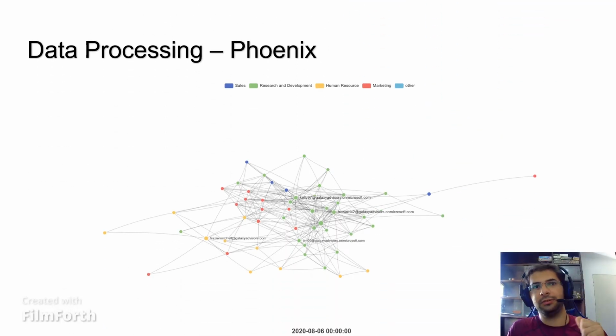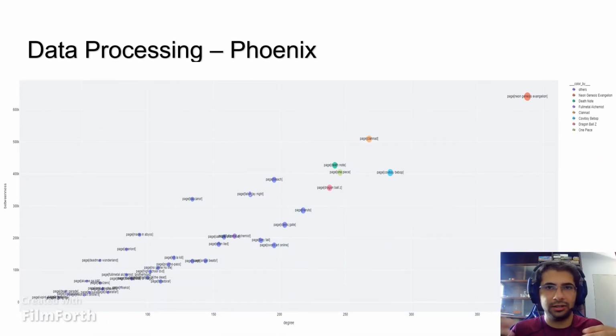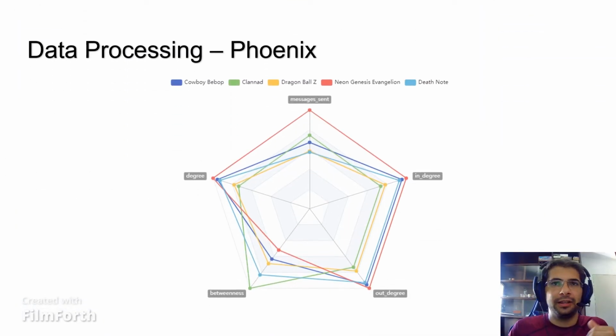So let's say you analyze your company network and you want to see how different departments are interacting with one another. Or you do some network analysis and calculate some betweenness, and you want to know what are the most central employees or anime pages on Wikipedia. And you can compare this data in different ways. There are a lot of visualizations we can do in order to compare different departments or groups of users.